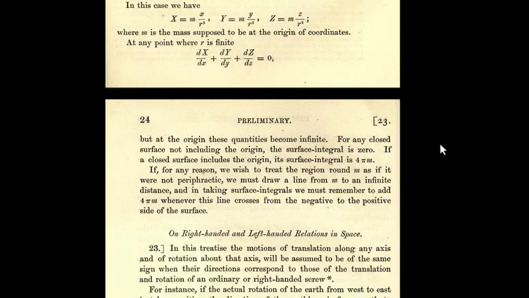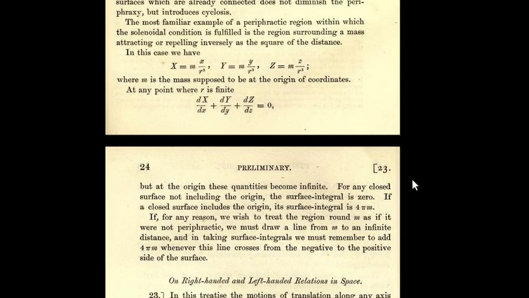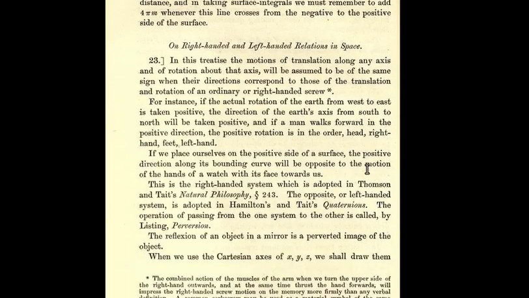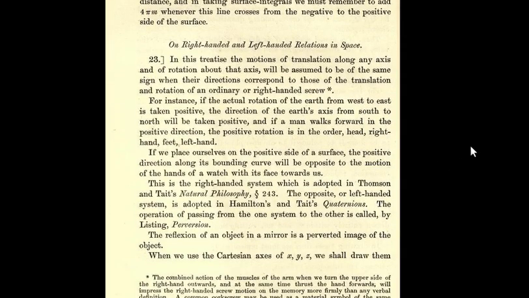If for any reason we wish to treat the region round m as if it were not periphractic, we must draw a line from m to an infinite distance. And in taking surface integrals, we must remember to add 4 pi m whenever this line crosses from the negative to the positive side of the surface. On right-handed and left-handed relations in space.